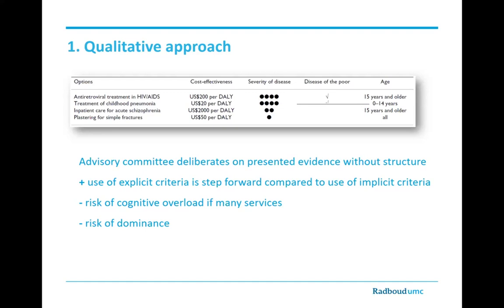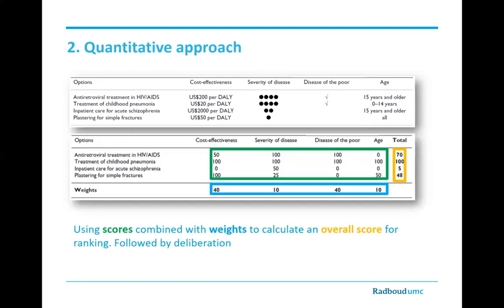And you have the risk of governance. The people in your committee who have a strong voice easily dominate others. Right? So this could be a starting point for countries to work on the evidence, but it may not be optimal. A second approach is the quantitative approach. It's typically the multi-criteria decision analysis.